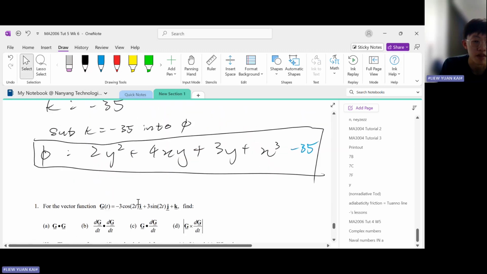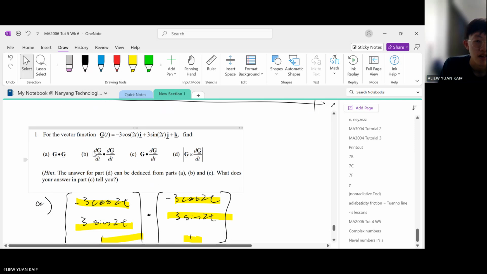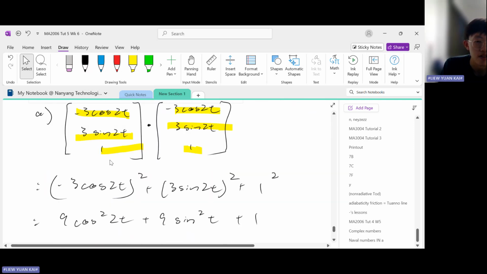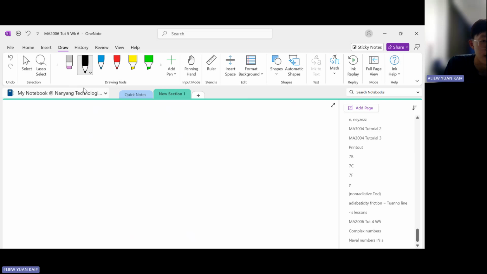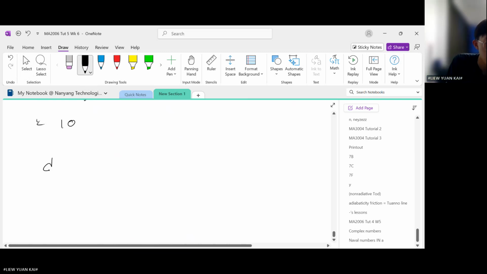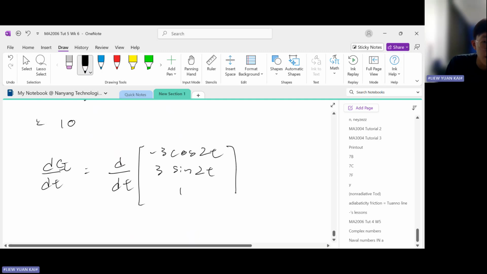Okay, move on to question B. So now we want dg dt dot itself. That means we need to find what is dg dt. What is dg dt? This means that we need to take a time derivative of the function g that they gave us. So let us go ahead and do that. Now, how do I take the time derivative of this? I just differentiate the first entry, differentiate the second entry, differentiate the third entry. That's it.